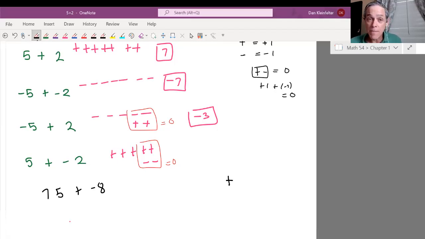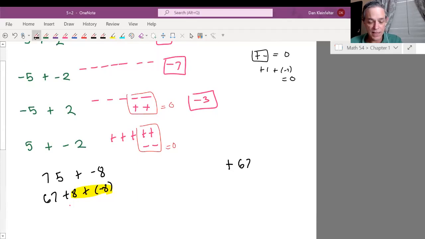And then to figure out how many there are left over, 8 of the 75 pluses would get paired with the 8 negatives. And so that would leave us with 67 pluses. Another way to think of that would be to say, well, 75 is the same as 67 plus 8. Right? 67 plus 8 is 75. And then 8 plus negative 8 is going to add up to 0. And so that would leave you with positive 67.